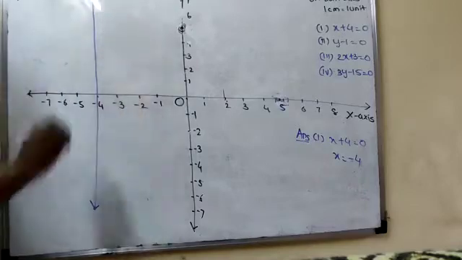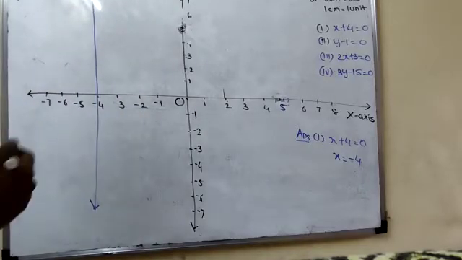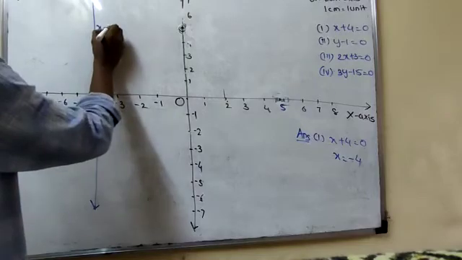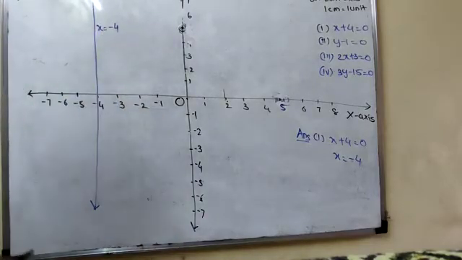With the help of the scale, x is equal to -4. Second equation, write the equation. x is equal to -4. Okay, come to the second equation.